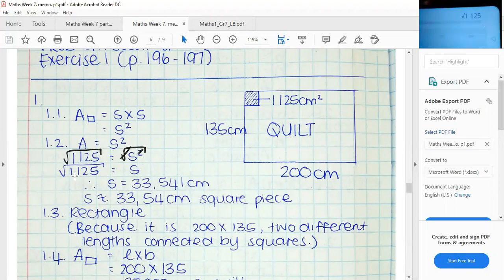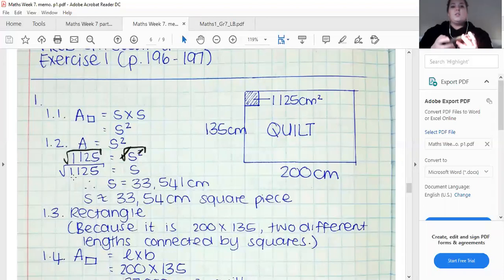Okay, so I square rooted that. And then I'm going to get my answer. So my answer is 33,541 centimeters, but we don't want to leave it like that, so we want to actually just change it so that we have a rounded number. Okay, so we're going to say S and we're going to round it up, so it's going to be 33,54. So we've got 2 decimal places after the comma. So that is the centimeters for the one side.